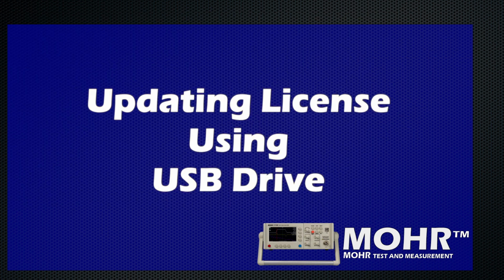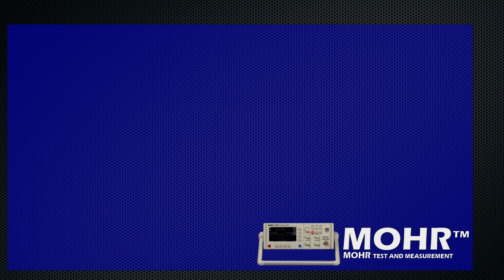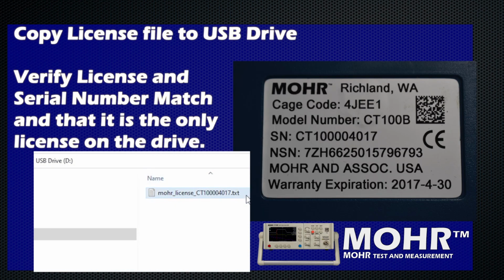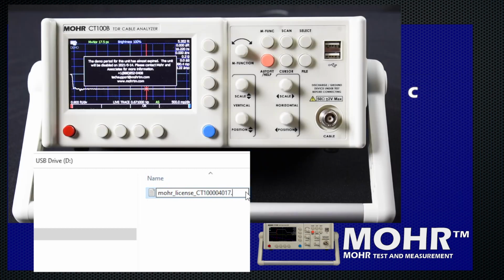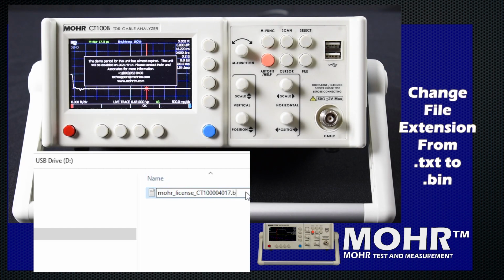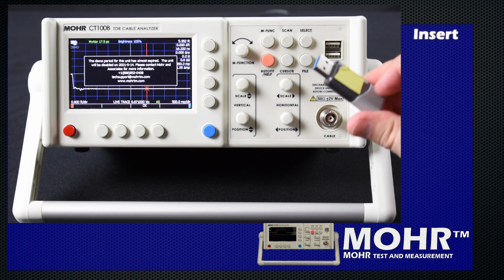Now, using a USB thumb drive, copy the license file to the drive. Verify that the license number and serial number match, and that it's the only license file on the drive. Change the file extension from .text to .bin, and insert the drive to one of the front ports.